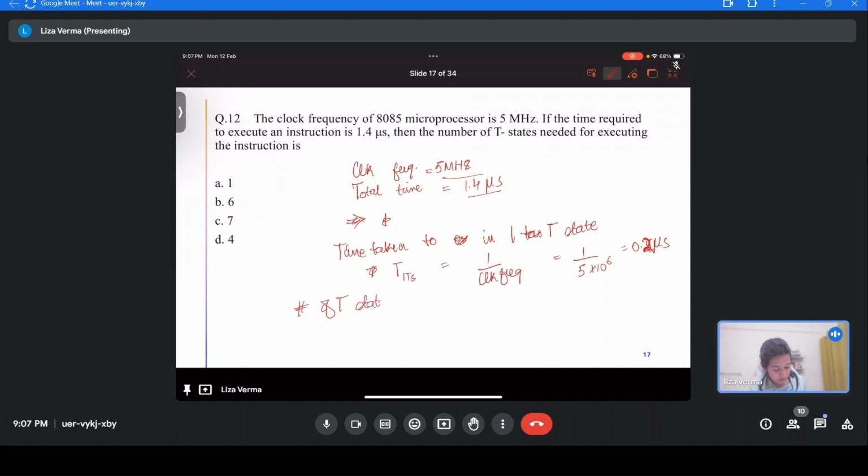So the number of T states will be the total time divided by the time taken by a single T state. That will be 1.4 microseconds by 0.2 microseconds, that is 7, right? So the answer is C. The instruction took 7 T states to complete the execution, and the actual time was 1.4 microseconds.